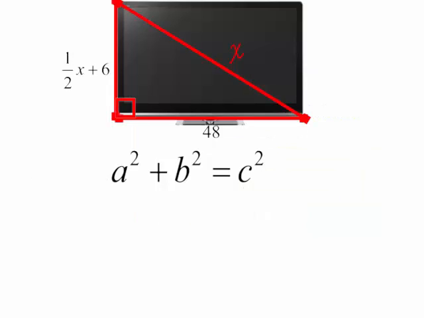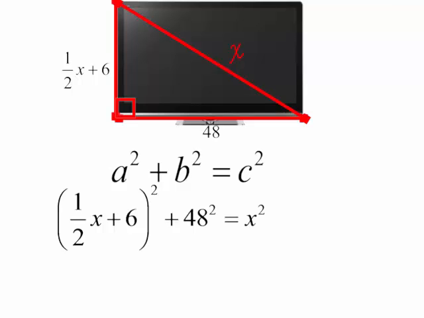I can represent this problem as a right triangle. The lengths of the legs are 1/2 x plus 6 for one leg and 48 for the second leg. And the hypotenuse of this right triangle is x. I can use the Pythagorean theorem to help me solve this. A squared plus b squared is equal to c squared. A and b are the legs of the right triangle. C is the hypotenuse. So I will take one leg and square it. I will take the other leg, 48, and square that. And that is equal to the hypotenuse squared.